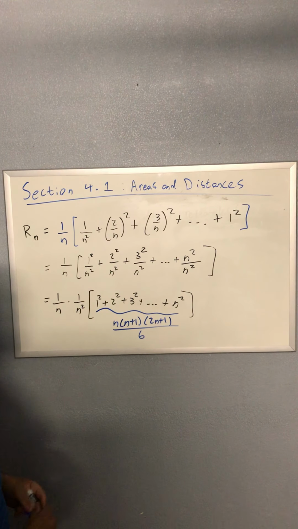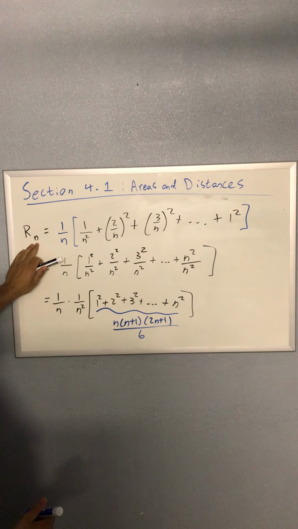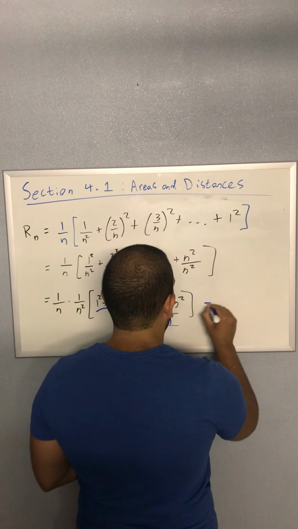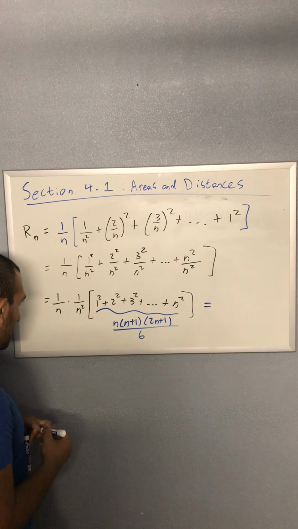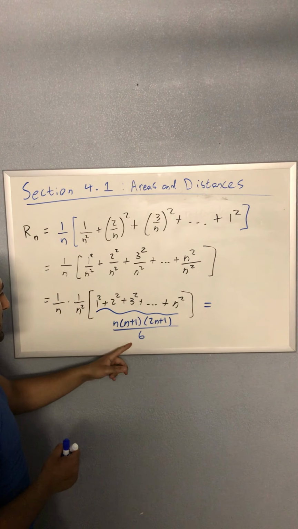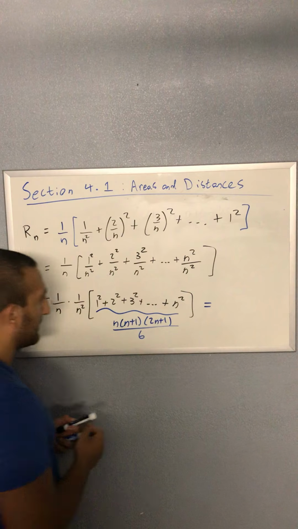So overall, what we get is that for an arbitrary amount of rectangles, n, using the right endpoints, the area under the curve is going to be given by this. So we have an n times n squared times a 6 in the bottom. So that's going to be 6n cubed.